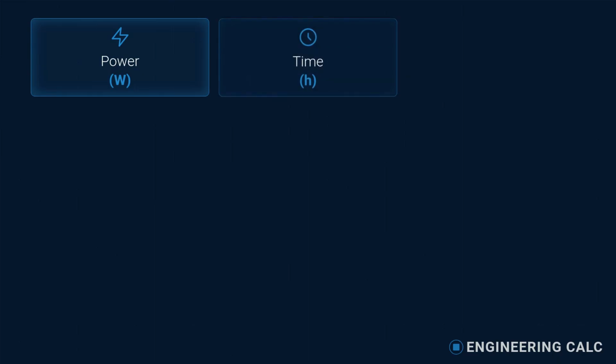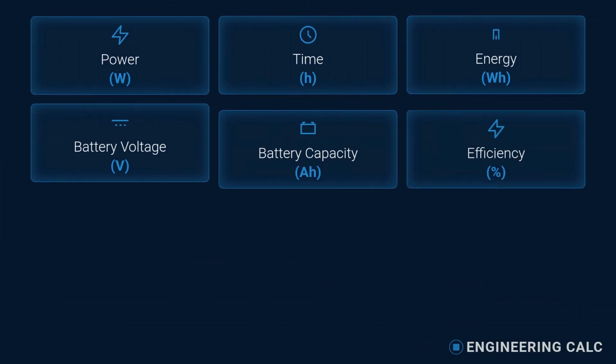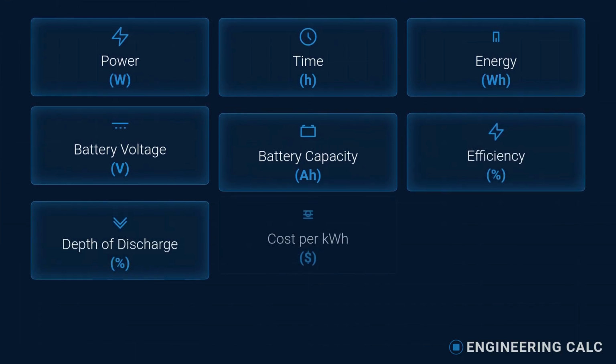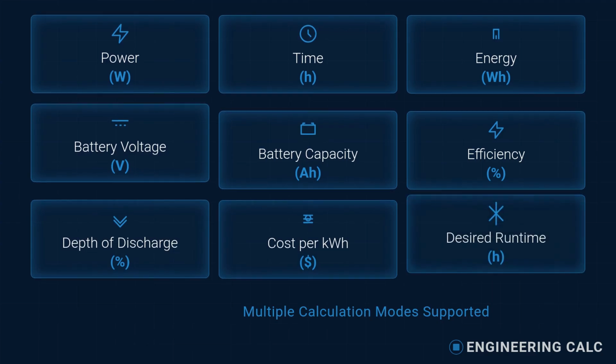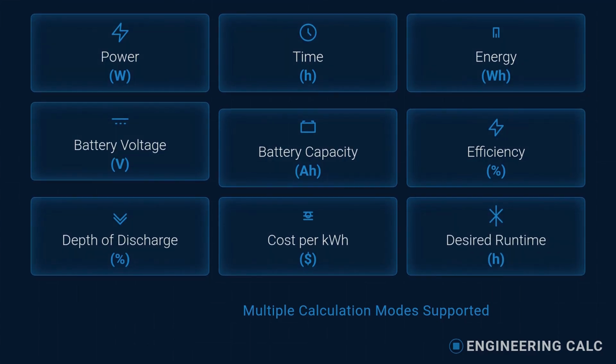The input fields include power in watts, time in hours, energy in WH, battery voltage in volts, battery capacity in AH, efficiency percentage, depth of discharge percentage, cost per kilowatt hour in dollars, and desired runtime in hours. Not all fields are required for every calculation mode.